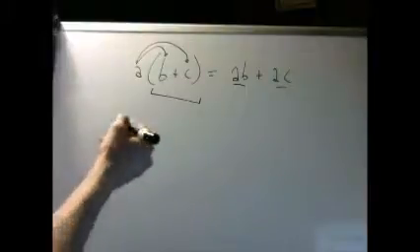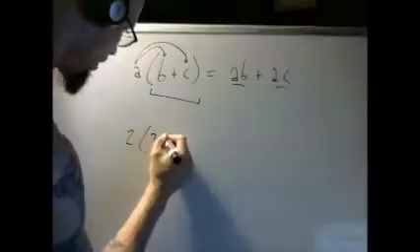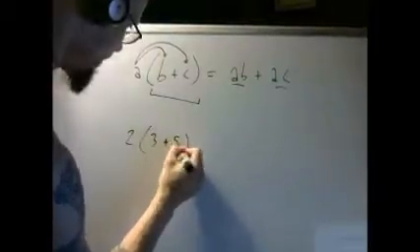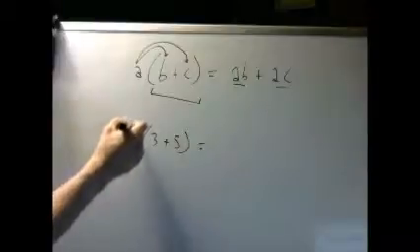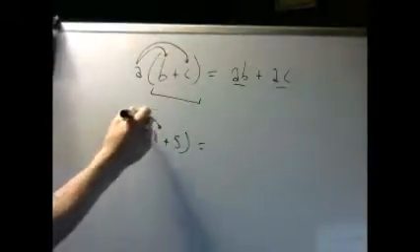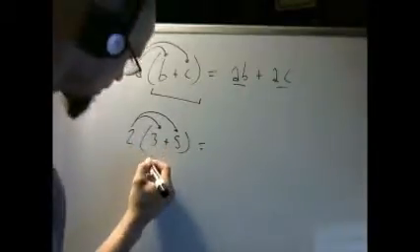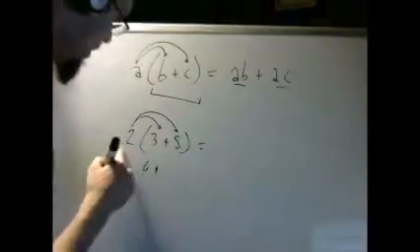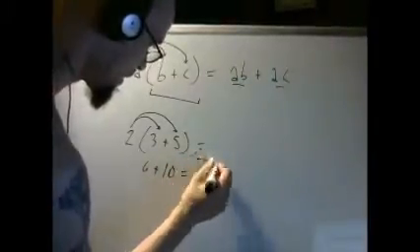So let's look at an actual example. So let's say you have 2 times the quantity 3 plus 5. Essentially, what that's telling us to do is to multiply 2 by 3 and 2 by 5. So that's 2 times 3 is 6, plus 2 times 5 is 10, which makes our answer 16.